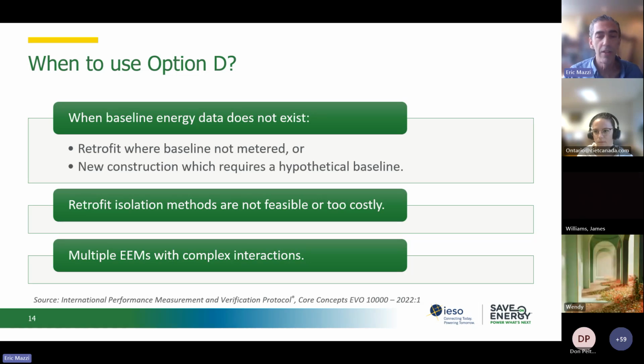The less efficient industrial plant that did not exist, you cannot make a measurement on that plant.